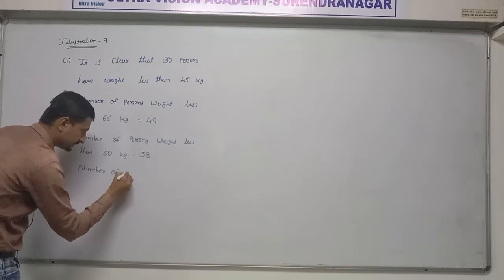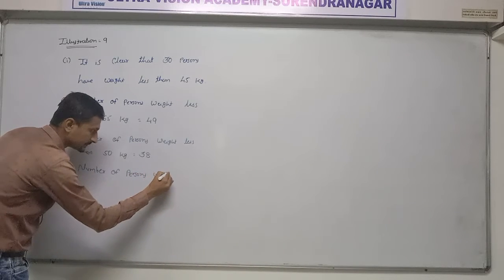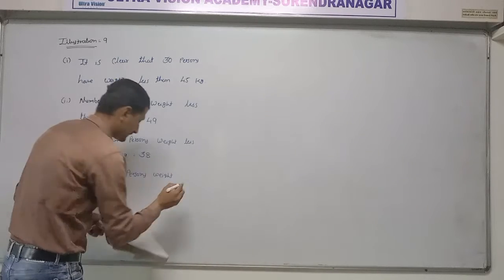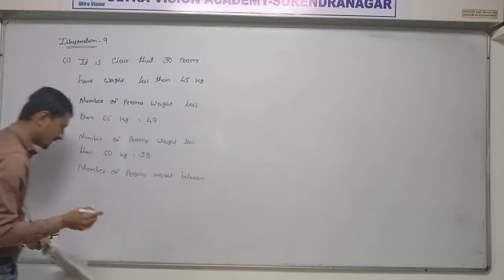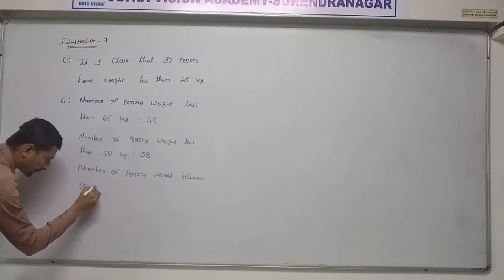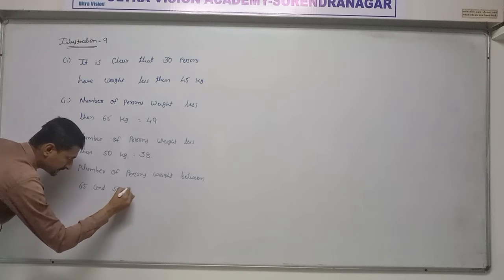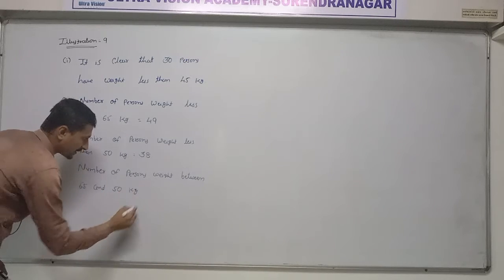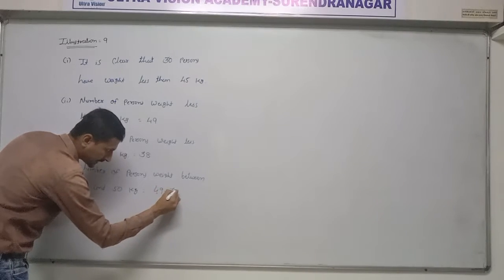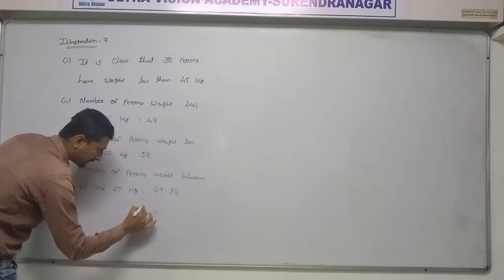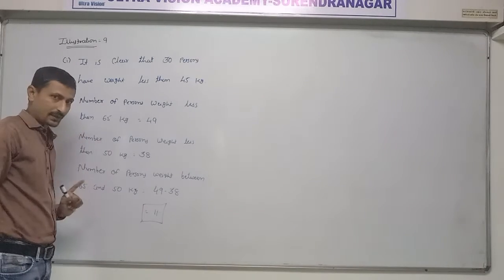Number of persons with weight between 65 and 50 kg is equal to 49 minus 38. So 11 persons have weight between 50 and 65 kg.